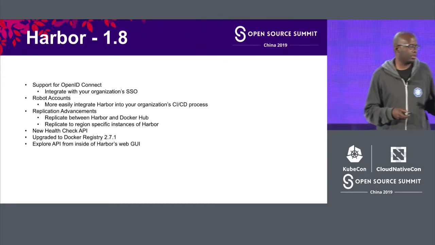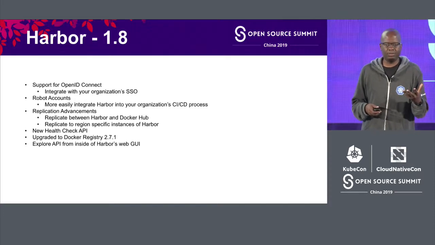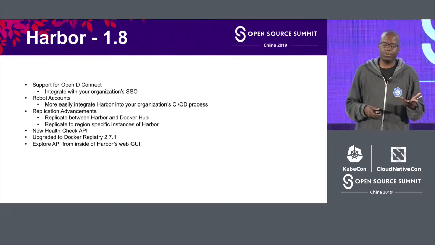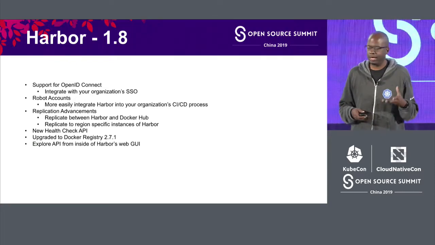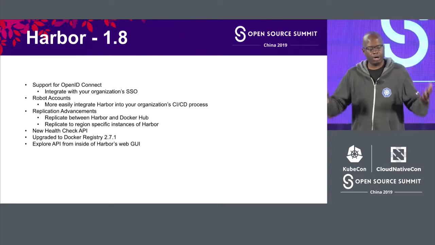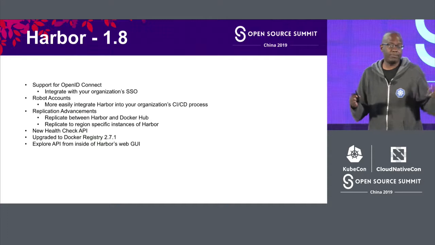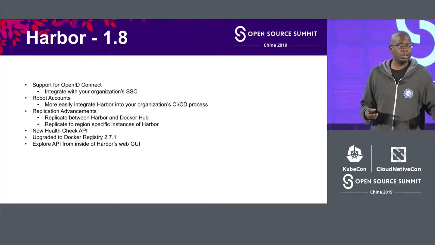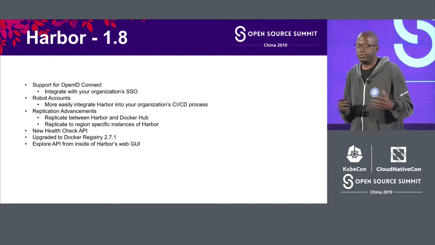I mentioned robot accounts before, but this is very important. Whether you're using GitHub or GitLab, you don't want to have all these users that look like people. You can now properly define them as robot accounts. And another thing with Harbor is that replication has been enhanced, where you can have multiple servers, maybe local to wherever your users are, and you can replicate between those.